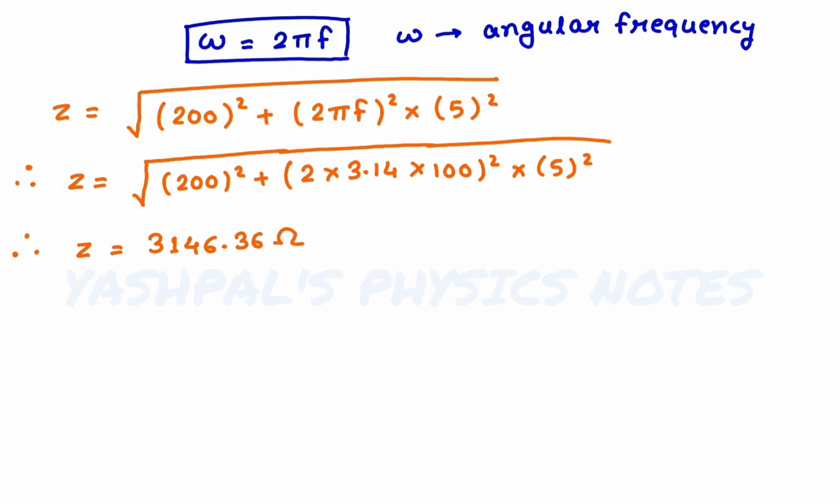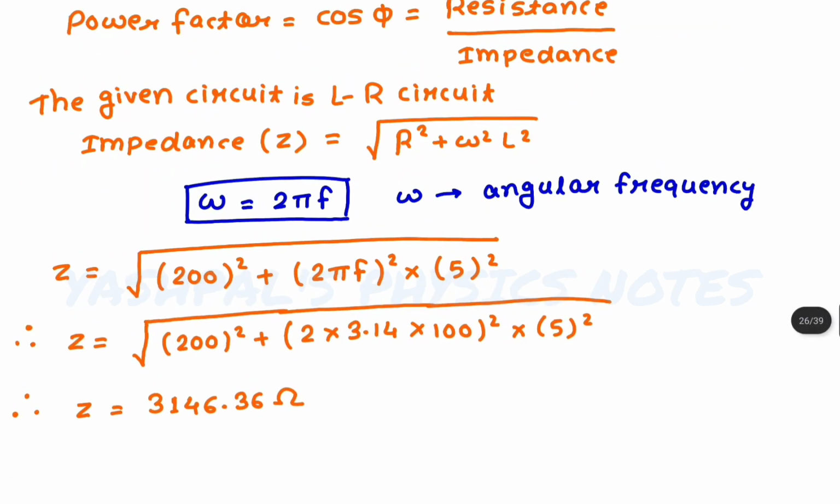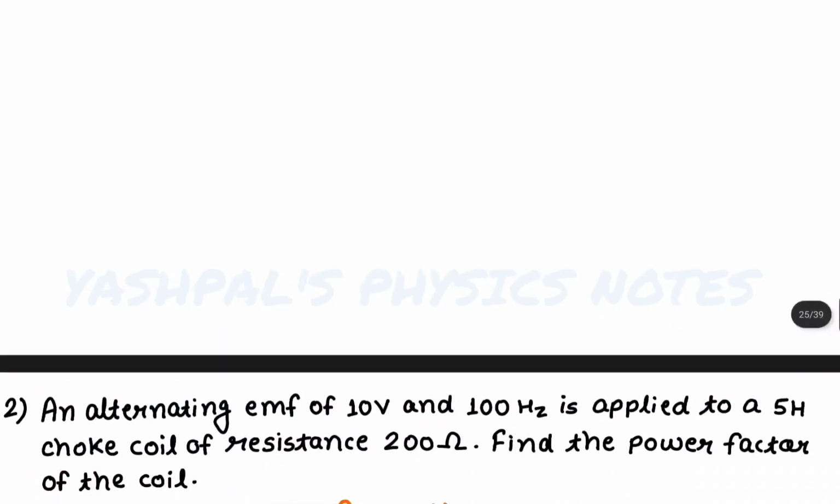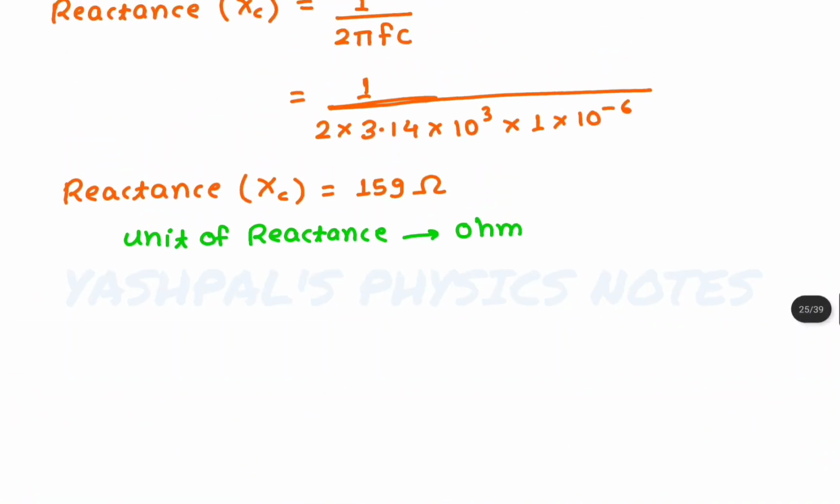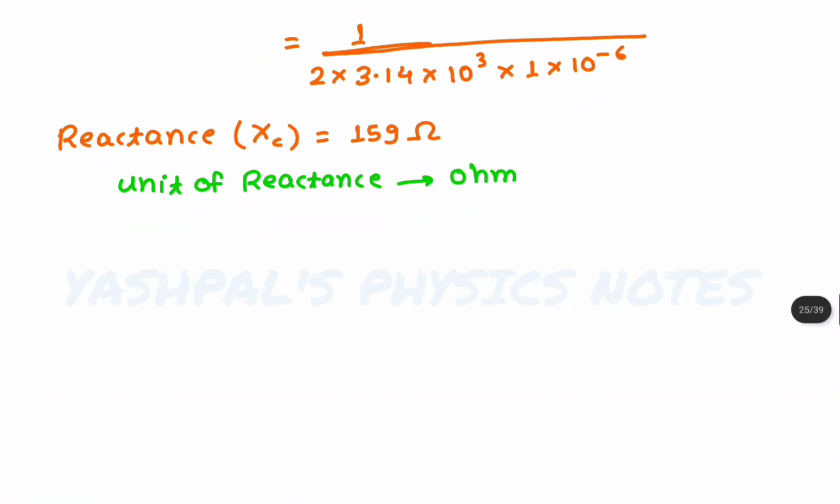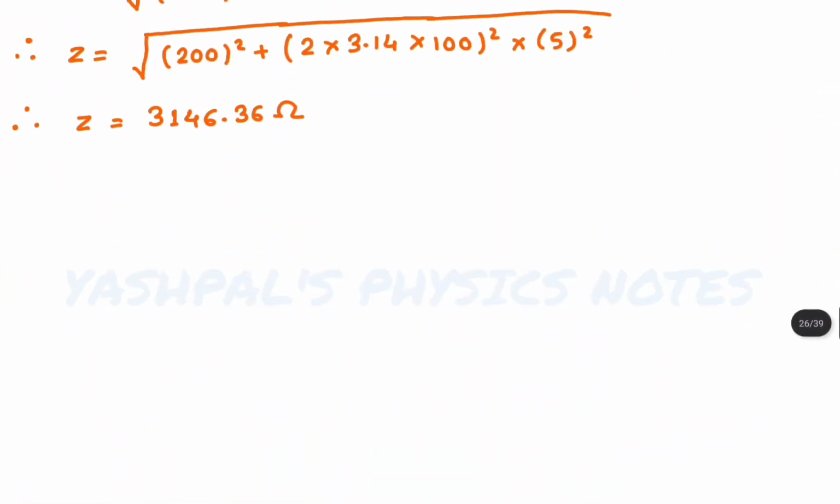3146.36 ohm. Remember that Z is impedance and the SI unit of impedance is ohm. Also the SI unit of reactance is ohm. So here I am writing the note. Please remember these notes, these are very important. If you don't write the unit, marks might get deducted.